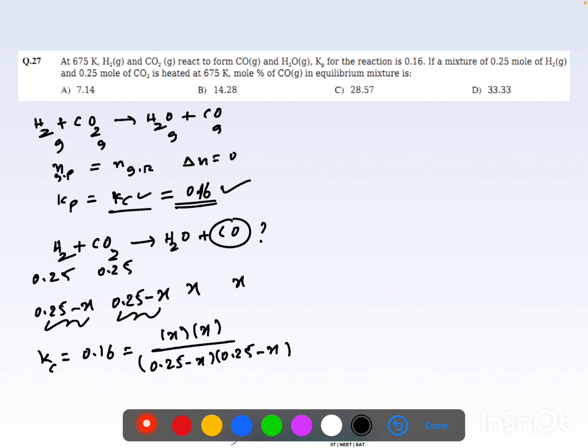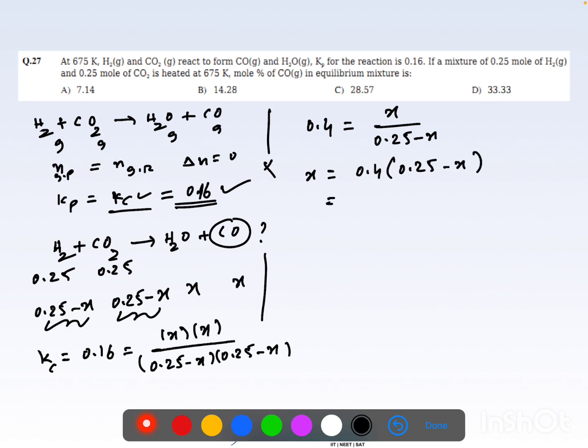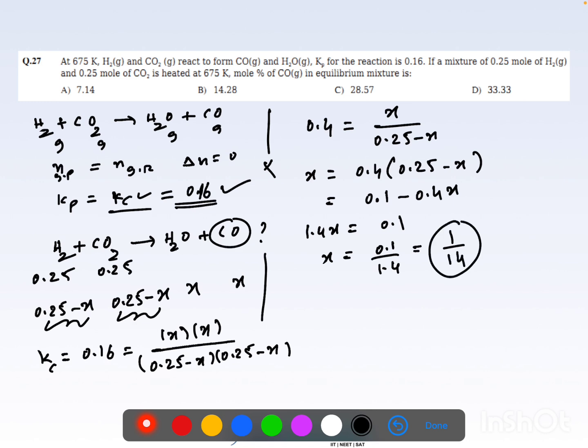So this can be simplified to 0.4 is equal to X by 0.25 minus X. Now X will be equal to 0.4 into 0.25 minus X, which is equal to 0.1 minus 0.4X. Now 1.4X will be equal to 0.1 and X will be equal to 0.1 by 1.4, which is again 1 by 14. Now we got that this X is 1 by 14 moles.